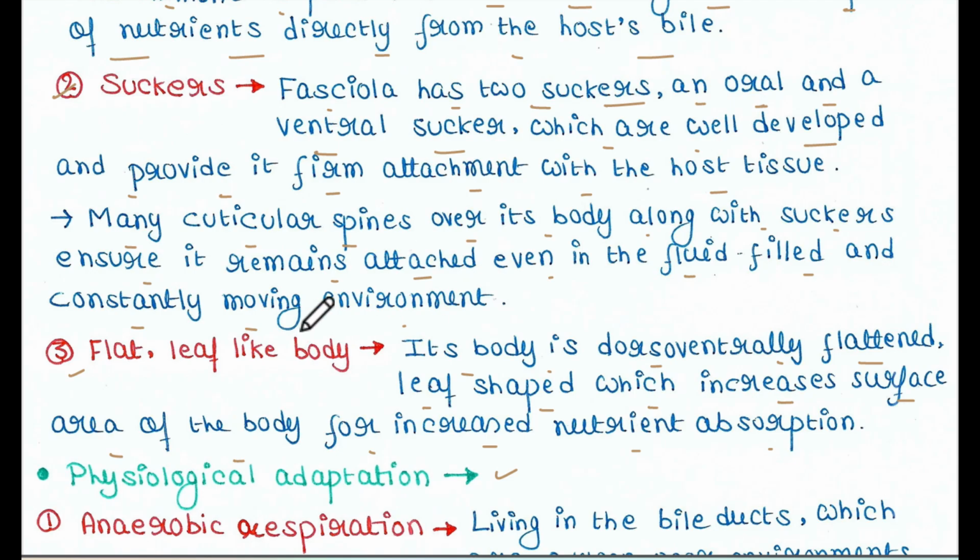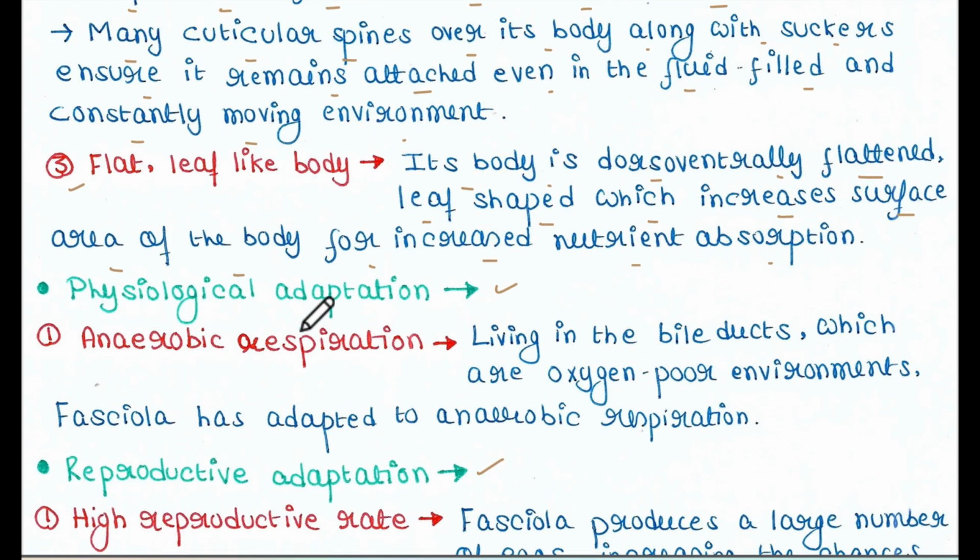Next is the physiological adaptation. Anaerobic respiration. Living in the bile ducts, which are oxygen poor environments, Fasciola has adapted to anaerobic respiration. So they have anaerobic respiration because the bile duct itself does not have oxygen and they survive in the oxygen poor environment. That's why they have adapted to anaerobic respiration.